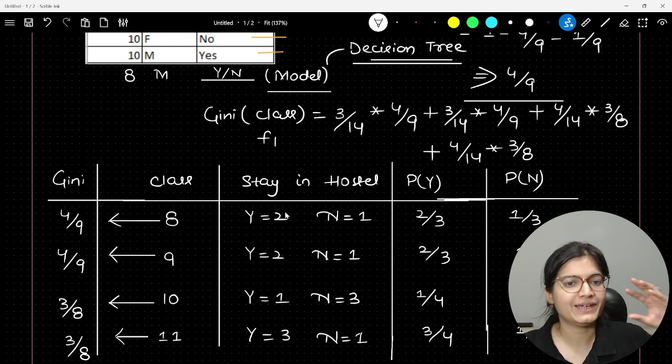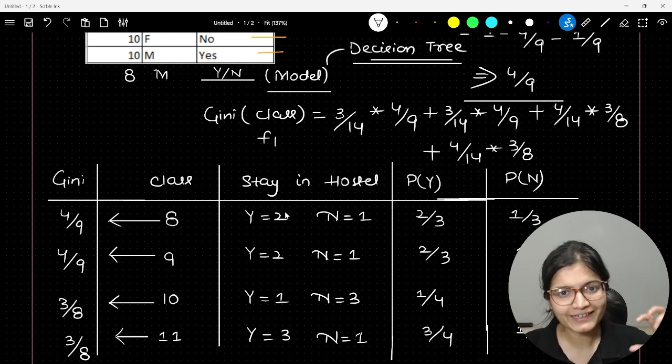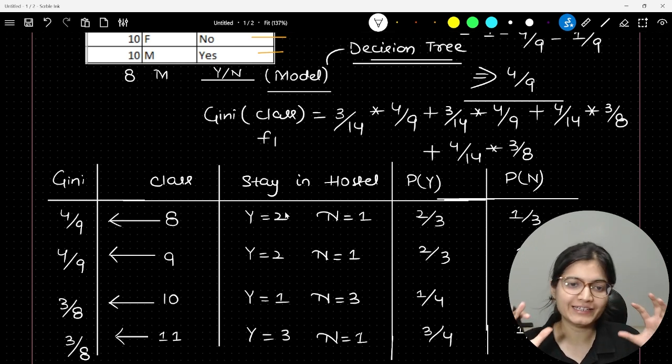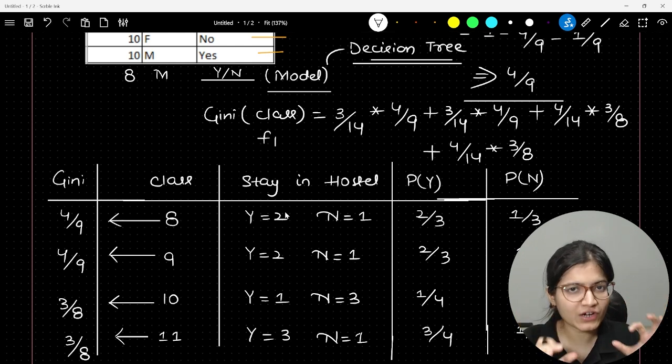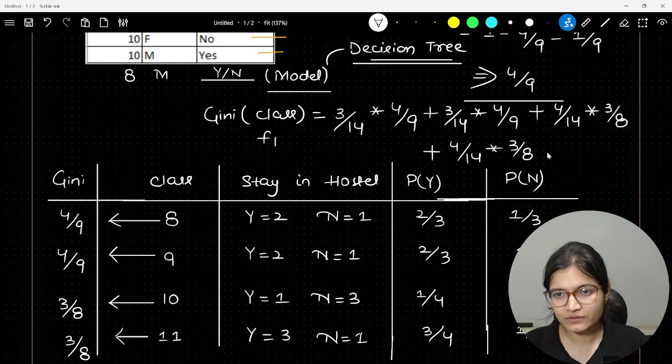So what we have done, we have first of all tried to evaluate for individual classes. Once we have done that, we have tried to see the individual probability of each class. For example, for class 8, how many records belong to class 8? It is 3 out of the total, which is 14, into the individual Gini value, which is 4 by 9. Again, please do this calculation.